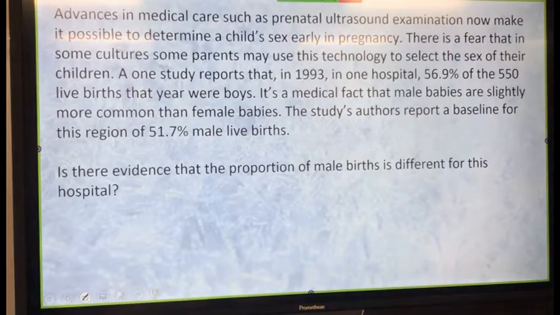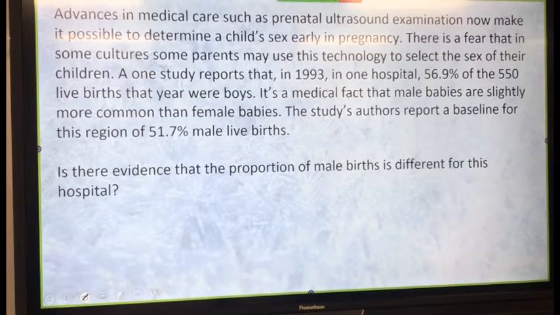Looking at this problem. Advances in medical care, such as prenatal ultrasound examination, now make it possible to determine a child's sex early in pregnancy. There is a fear that in some cultures, some parents may use this technology to select the sex of their child. One study reports that in 1993, in one hospital, 96.9% of the 550 live births that year were boys.